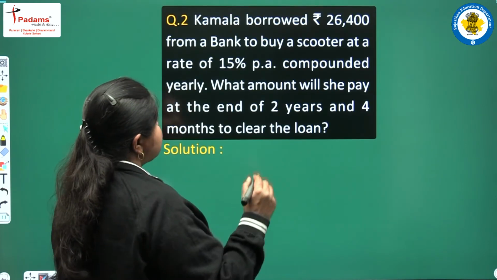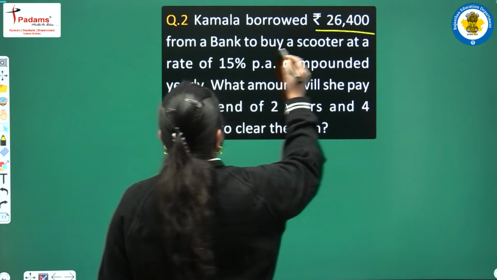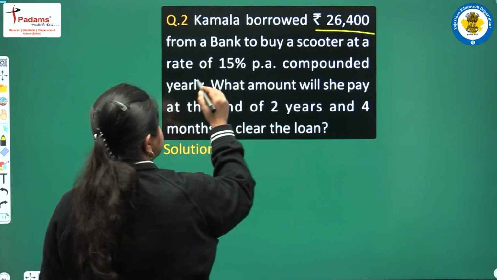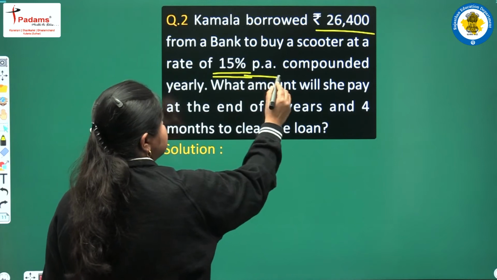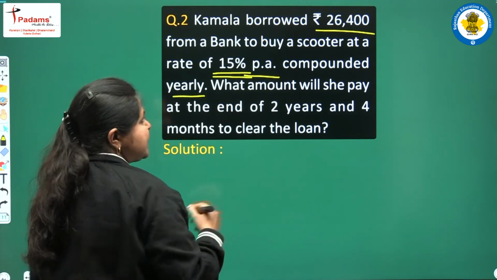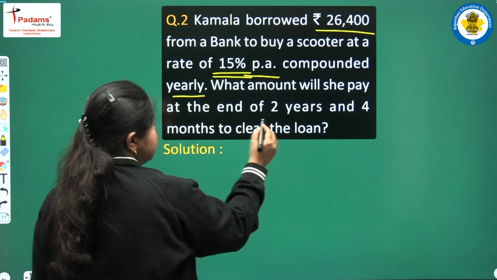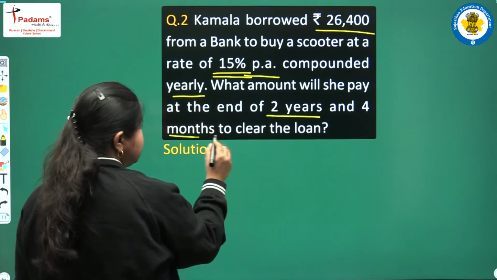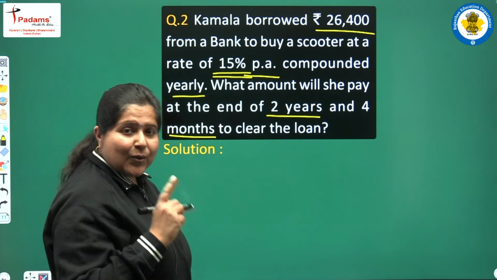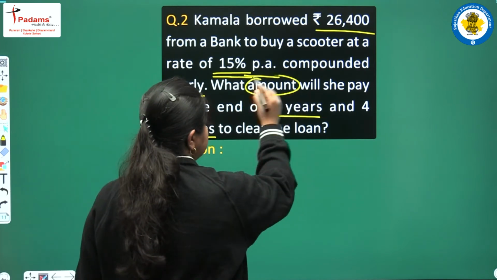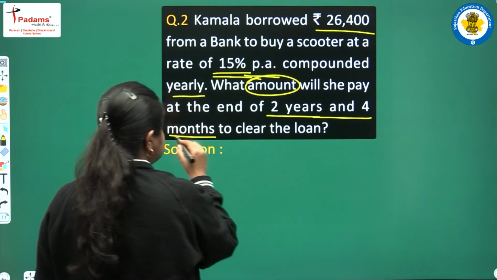Kamla borrowed rupees 26,400 from a bank to buy a scooter at a rate of 15% per annum compounded yearly. तो इस बार annual calculation है. What amount will she pay at the end of 2 years and 4 months to clear the loan? तो अब हमें यहाँ पर amount पता करना है और time है 2 years 4 months.